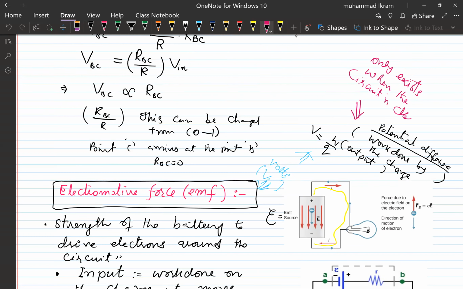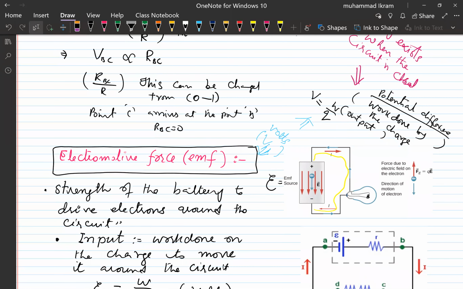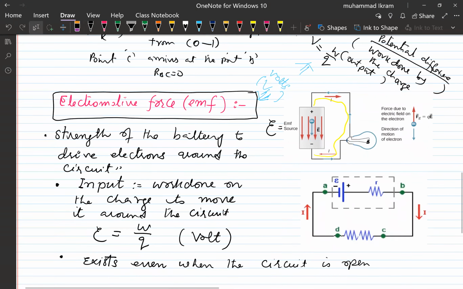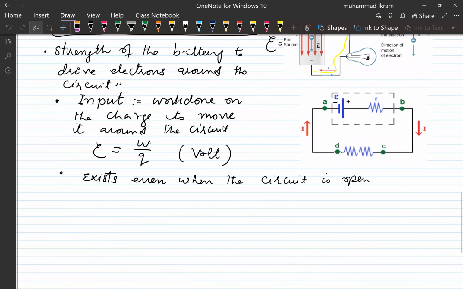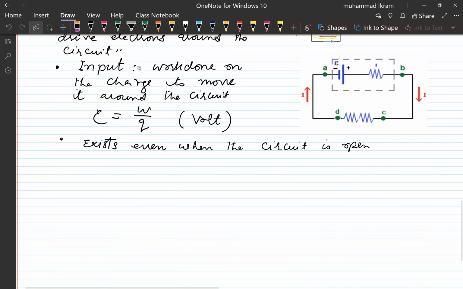When the circuit is closed, right? For example, when your mobile is switched off, then you cannot connect a call, you cannot receive a call, and there is no activity. Why? Because there is no potential difference, but indeed there is the electromotive force, right? So that is all about the electromotive force.